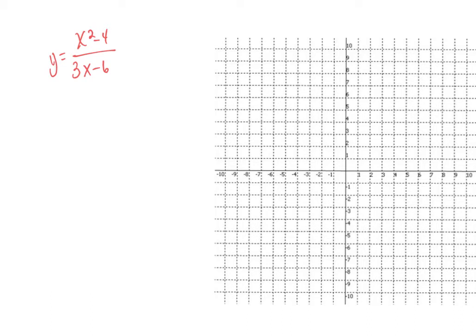So let's do this one, hopefully better than the last one. Does it give us a fraction? I don't think so. All right, so we're going to start with horizontal because it's the easiest one. A greater degree on the top than the bottom means I don't have one, right? So I do not have one.